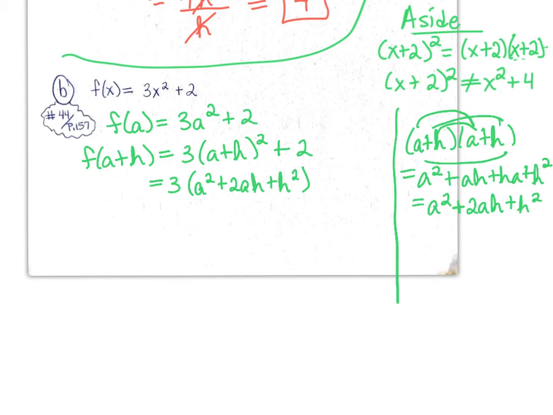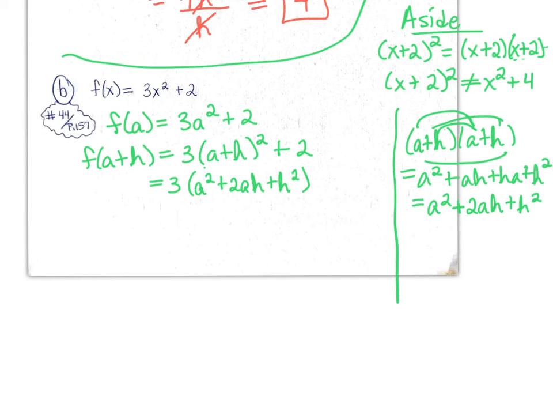Why did you square the a plus h and not just a? Why did we square the a plus h here? Because that's what this says. It says take a plus h and square that quantity. To find f of a plus h, that means you take a plus h and substitute it in for x, and that means you square all of that. Does that make sense? Okay. What other questions do you have so far?